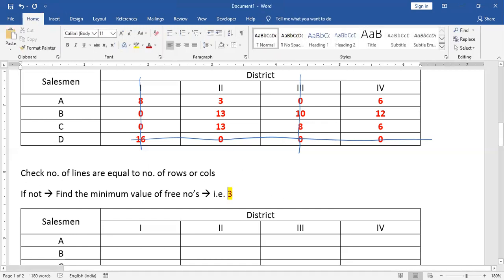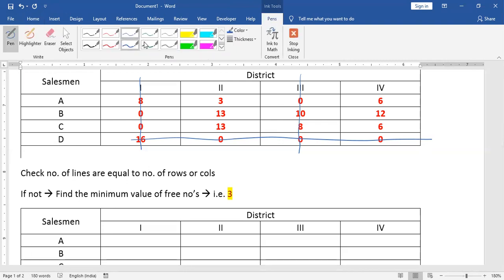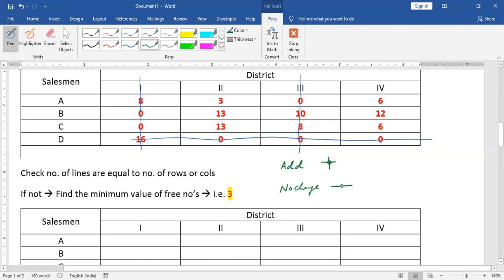So what we will do? We will add that minimum value. Where will we add it? We will add it where lines are intersecting. If a line is just passing, then no change. And we subtract it from the free numbers.